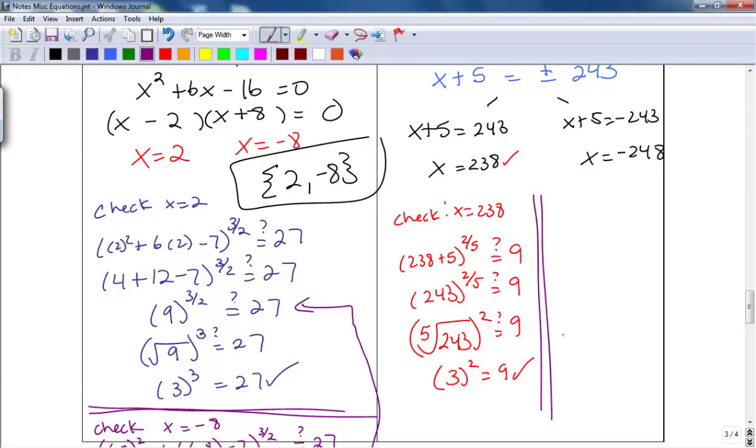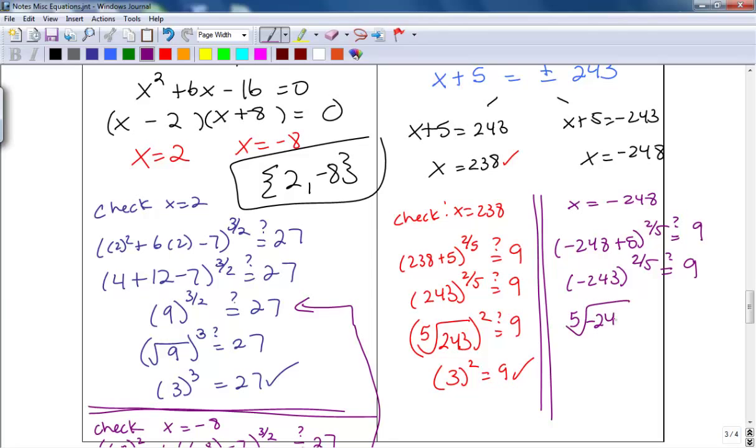Let's try the other one of negative 248. So I'm going to check x equal negative 248. Same thing, plug it into the original equation and figure out if it works. So negative 248 plus 5 raised to the 2/5, does that actually give us 9? Well, negative 248 plus 5 is negative 243. Still raising that to the 2/5 and trying to figure out if that's 9. Well, let's see here. So this is the fifth root of negative 243 squared. Does that give us 9? The fifth root of negative 243 would be negative 3. Does negative 3 squared give 9? It does. That answer works.